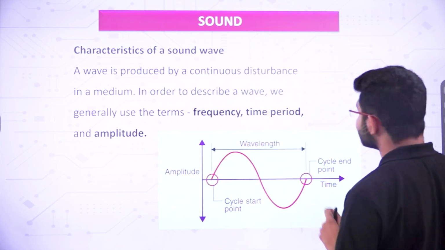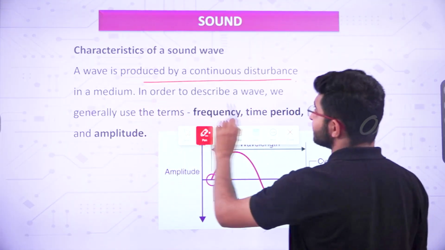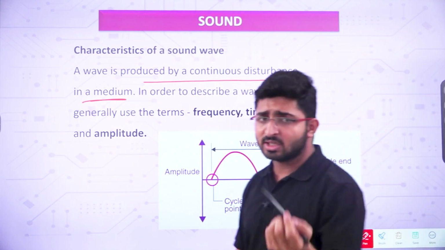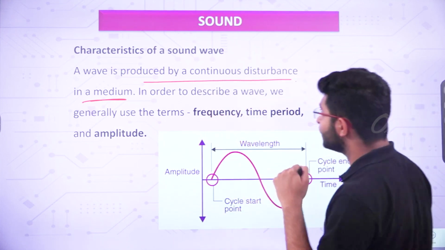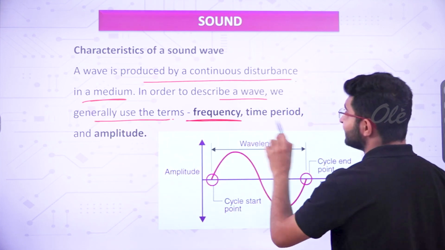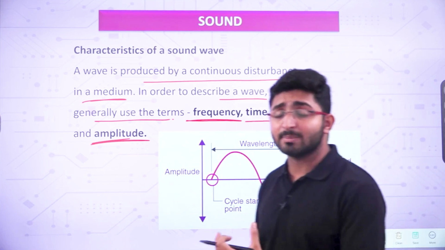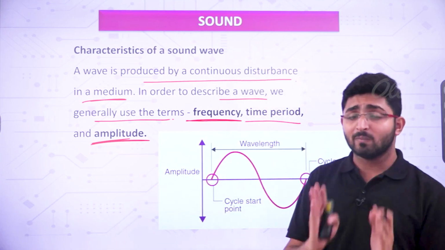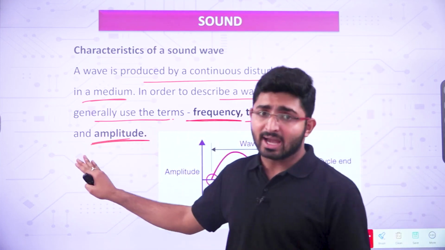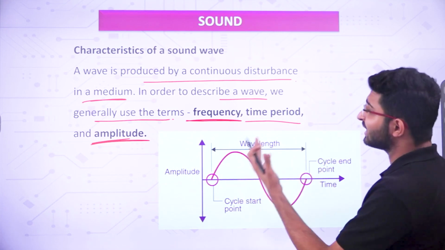As you can see on your screen, a wave is produced by a continuous disturbance in a medium. We know that very well, right? So in order to describe a wave, we generally use the terms frequency, time period and amplitude. Whenever we want to describe the characteristics of a wave, we always use these three terms. Now you might be confused about what frequency, time period and amplitude are.